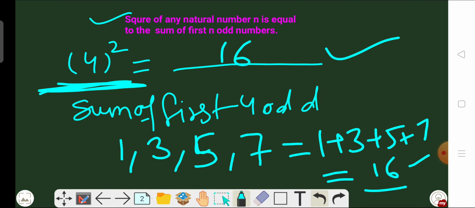If we have to write the square of 5, then we have to write the sum of the first 5 odd numbers, and if we have to write the square of 10, then we have to write the sum of the first 10 odd natural numbers. Okay. So now we will do our next questions.